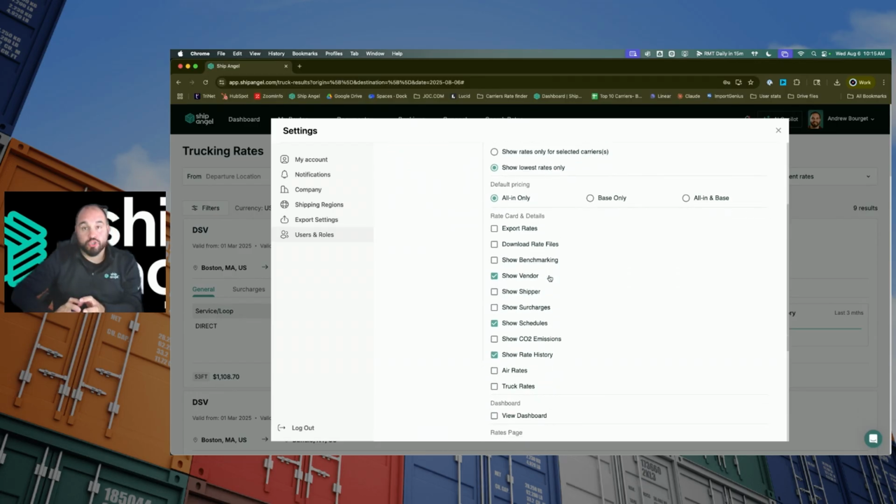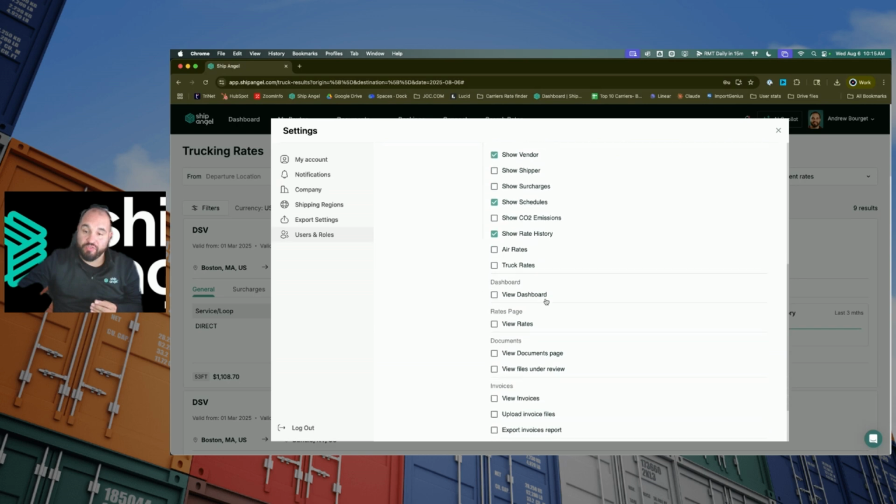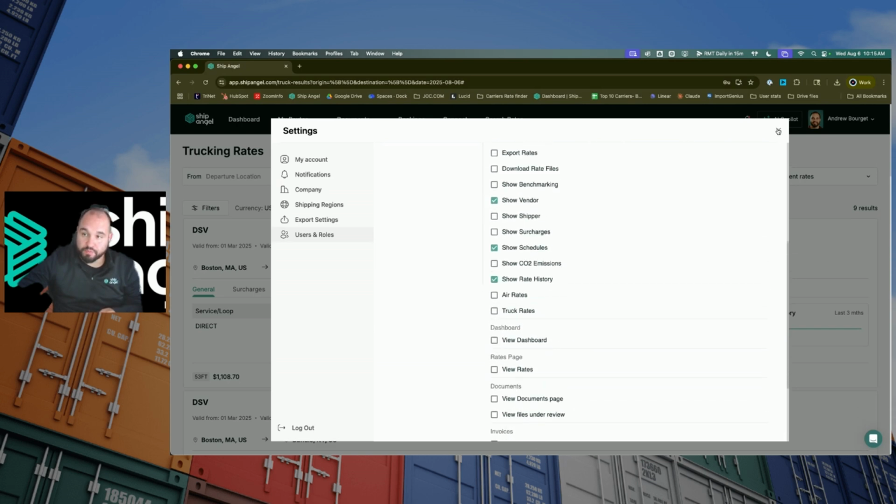You have ultimate control over who can see what inside your platform to ensure that if your finance team is working in here, they don't see things that they shouldn't see. In this case, we're talking about a sales team. We need to give them only the information that they're required to see.